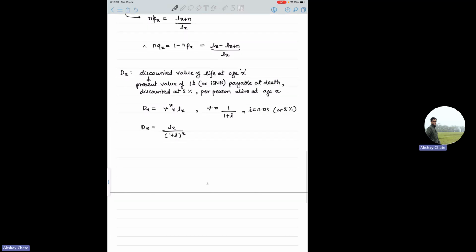Then after the Dx column there is something called Nx. Column Nx is there in your table, so you should know what Nx is. Nx is nothing but the cumulative discounted value from age x onward.